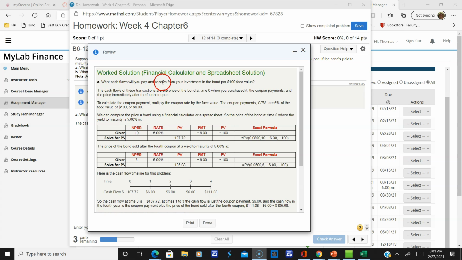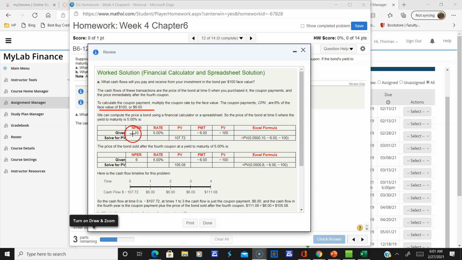What cash flows will you pay and receive from your investment in this bond per $100 face value? To calculate the coupon payments, which we kind of did already, it's 6%, so 6% of 100 would be $6. So we can compute the price of a bond using a financial calculator or a spreadsheet, which is what I always do. So the price of the bond at time 0, where the yield to maturity is 5%.